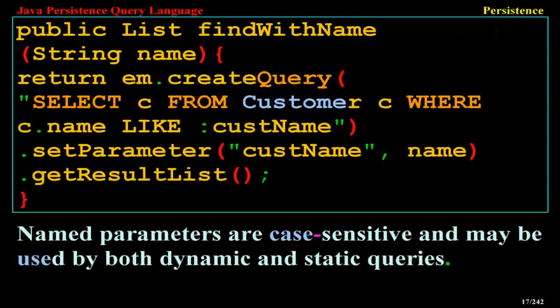public List findWithName(String name) { return em.createQuery("SELECT c FROM Customer c WHERE c.name LIKE :custName").setParameter("custName", name).getResultList(); } Named parameters are case sensitive and may be used by both dynamic and static queries.